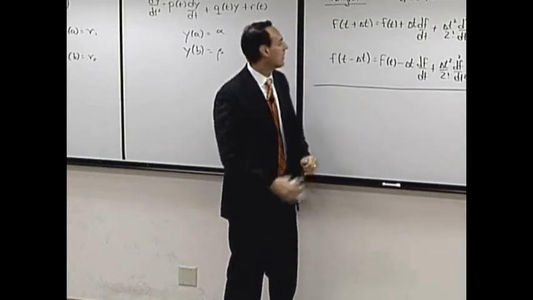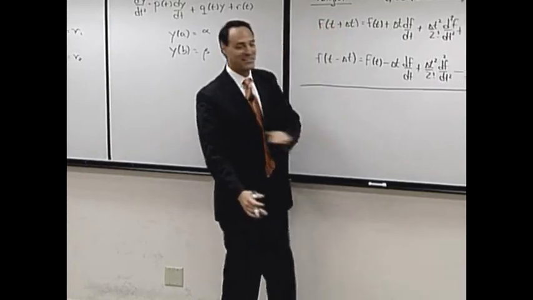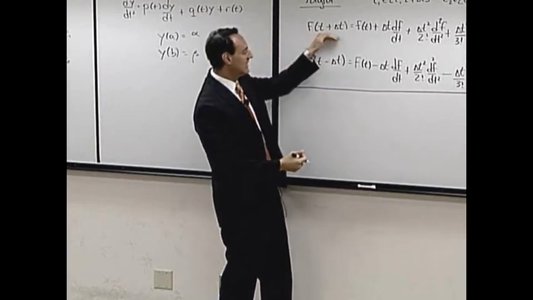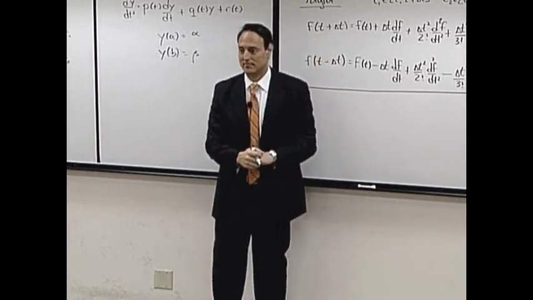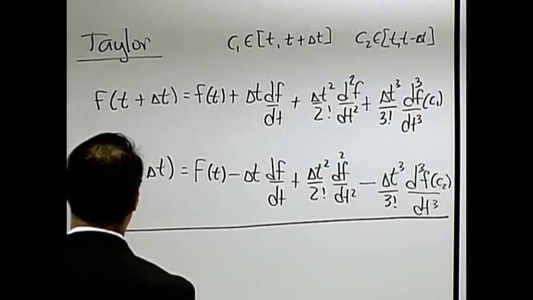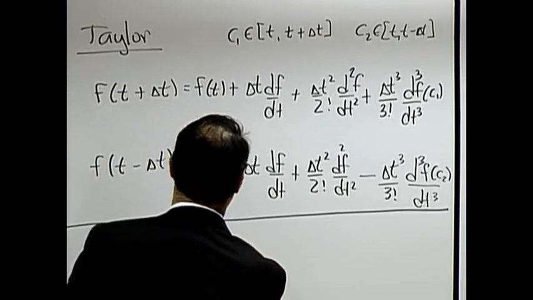Add. No, actually, I don't want to add. I want to subtract. I'm going to take this and subtract that from it. Everybody go with that? Take this, subtract this from it. I have two simple formulas. Let's go ahead and do this. So I get f of t plus delta t minus f of t minus delta t.